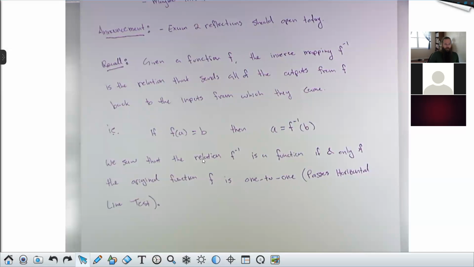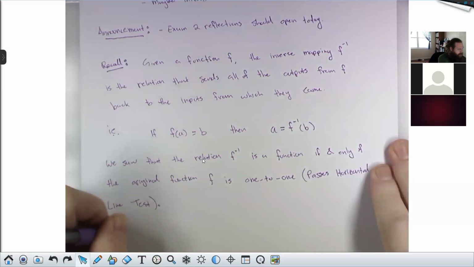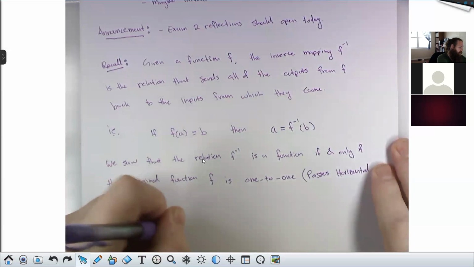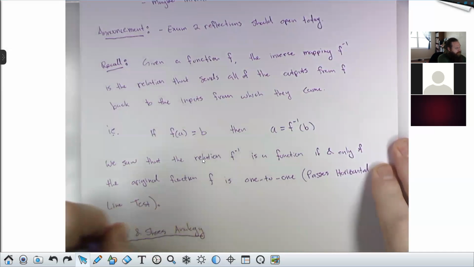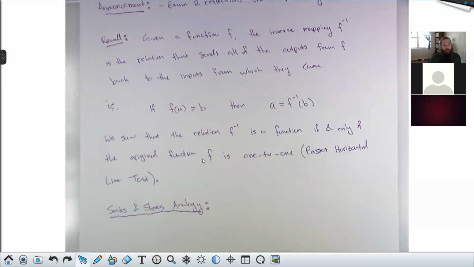Today, I want to talk a little bit about verbal descriptions of functions. Remember, we had a bunch of ways of describing functions at the beginning of the class. You can have a graph, a table, algebra, and a verbal description of a function. And this leads to a kind of cute analogy called socks and shoes. I promise this will be the last little cutesy analogy I give you before we talk about how to solve algebraically for the inverse function.